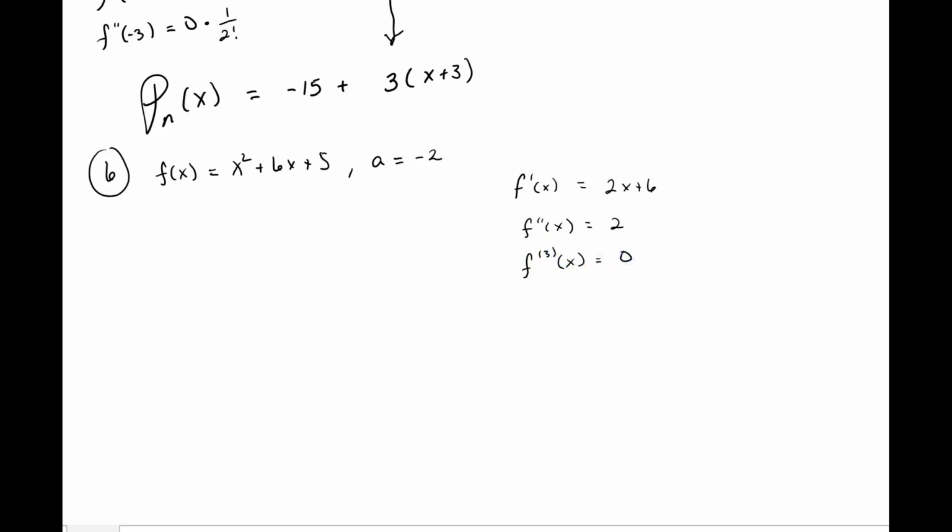All right, so let's find out what f of negative 2 is. f of negative 2 is negative 2 squared, which is 4. 6 times negative 2 is negative 12 plus 5. 4 minus 12 is negative 8, plus 5, this is negative 3. And then we're going to find f prime of negative 2. And we're going to have 2 times negative 2, which is negative 4 plus 6.